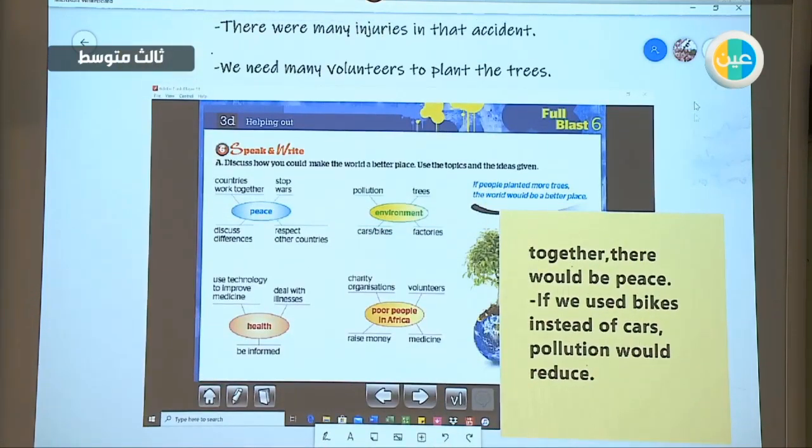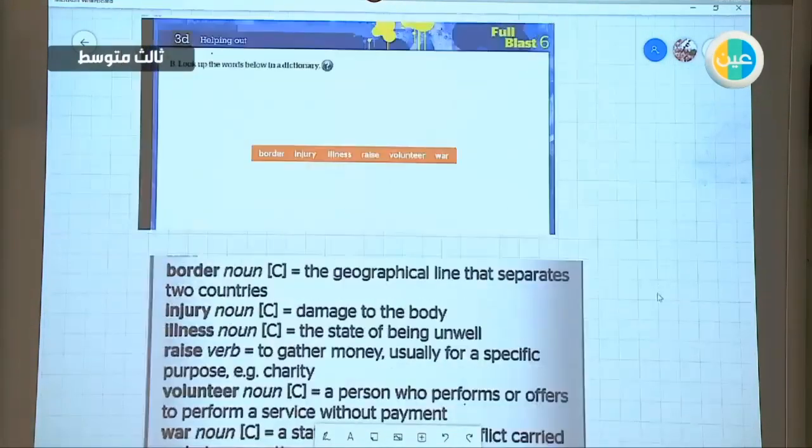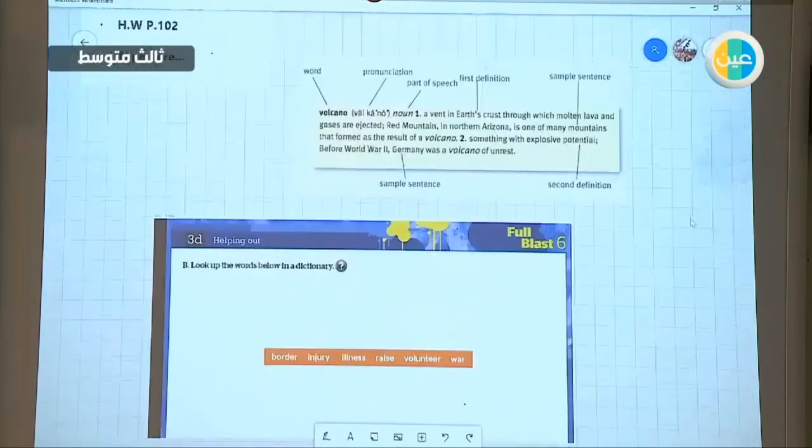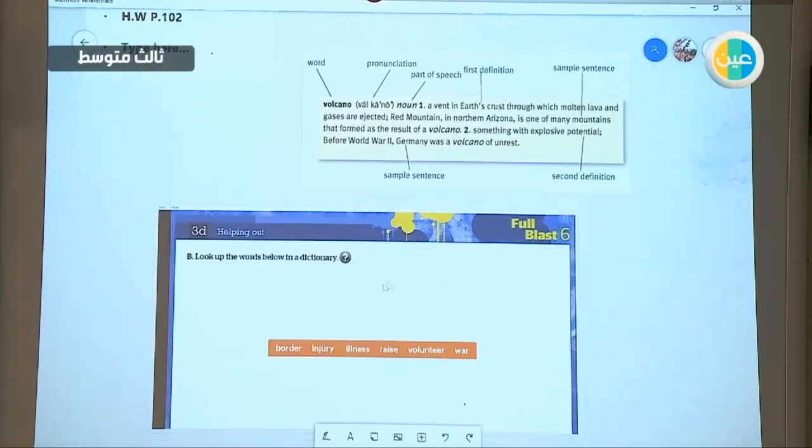We're going to move to the following task, which is B. I want you to use a dictionary to look up the words in B. We have 6 words here. We're going to look them up in a dictionary. You can use an ordinary dictionary, a textbook dictionary, and you're going to find the word like this.